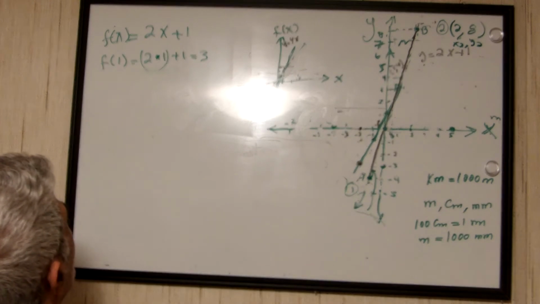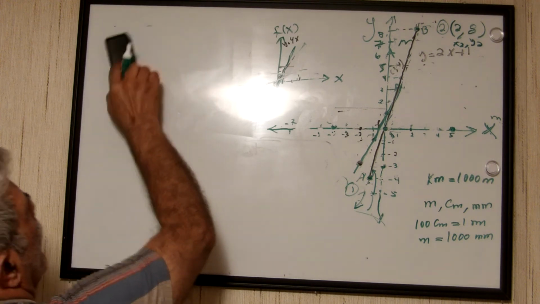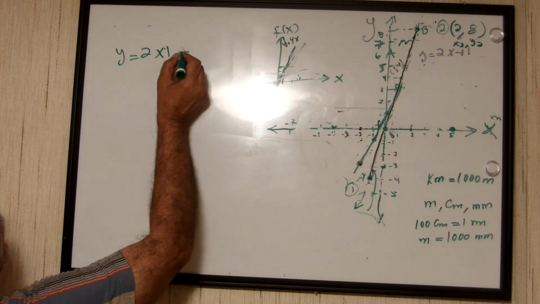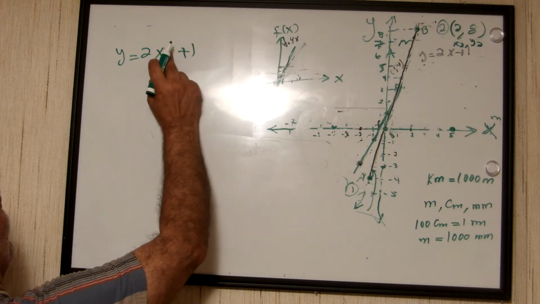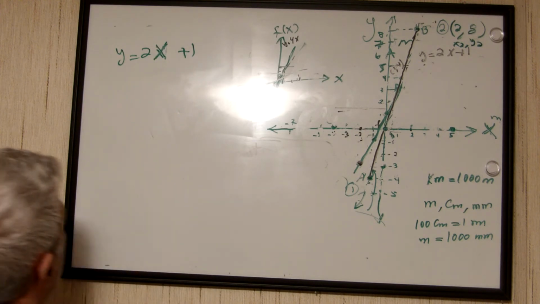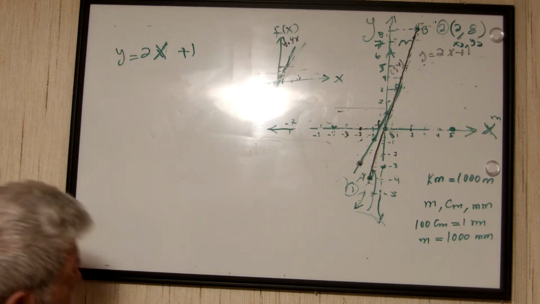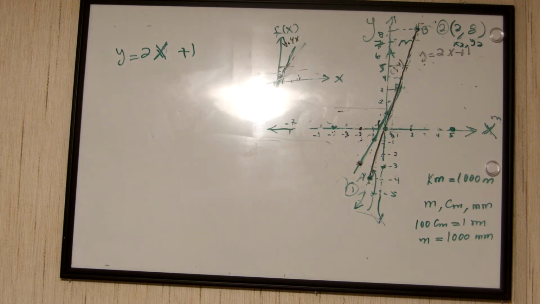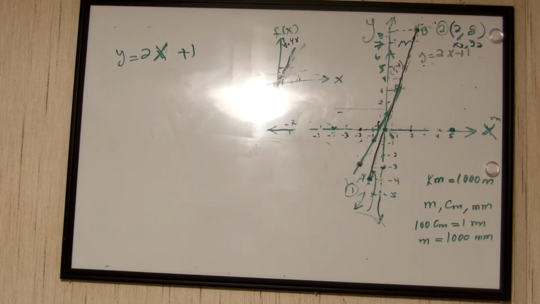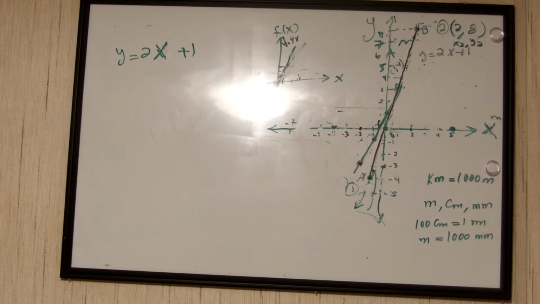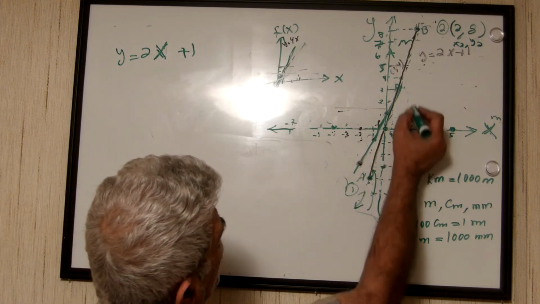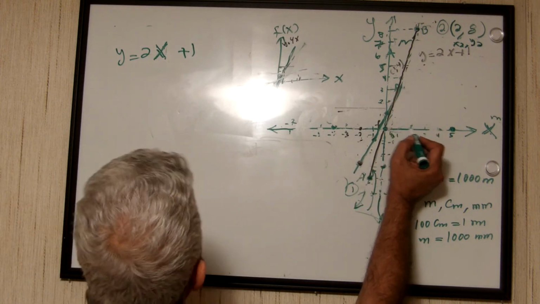Okay, let's see. We have this equation, 2x plus 1, 2x, 2 times x. We don't write the multiplication here. So let's give some input and let's draw that. Let's draw this one. We erased it.